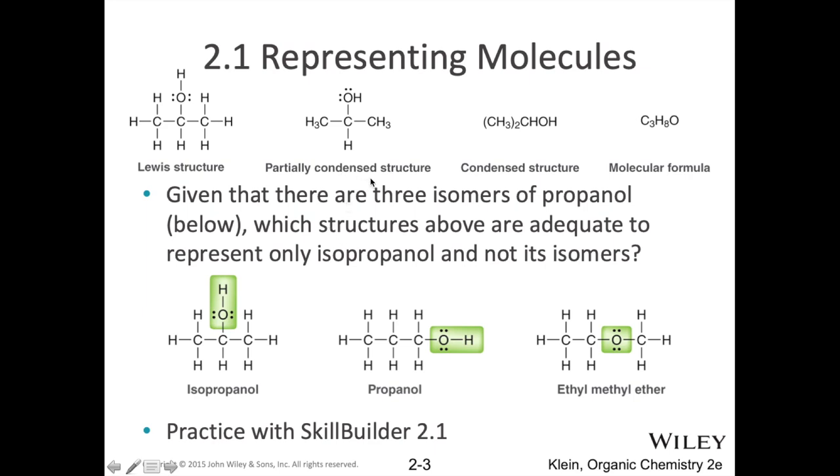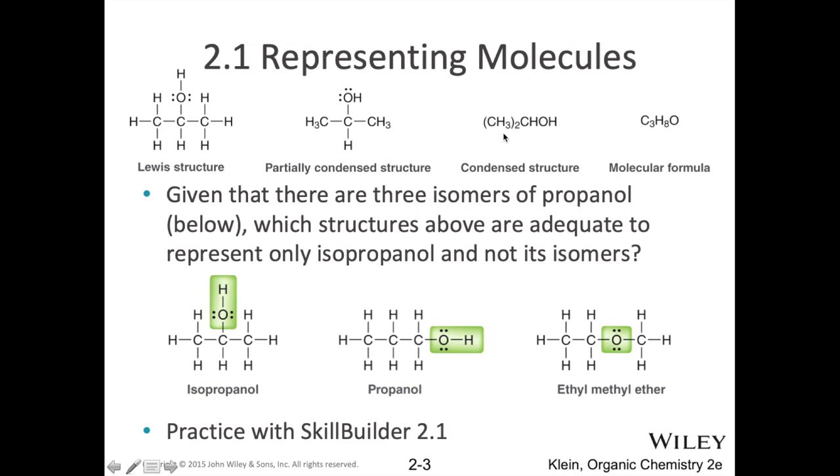Would the partially condensed structure work for this? Yeah, it probably would. If we condense this down, we'd still see that the alcohol group is attached to that middle carbon, versus for 1-propanol, where we could see that it's attached to the carbon on the end. And even with our ether over here, we'd see that the oxygen's in the middle and not branching off to the side. So a partially condensed structure would work here as well.